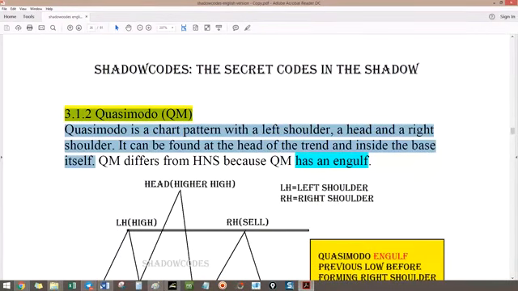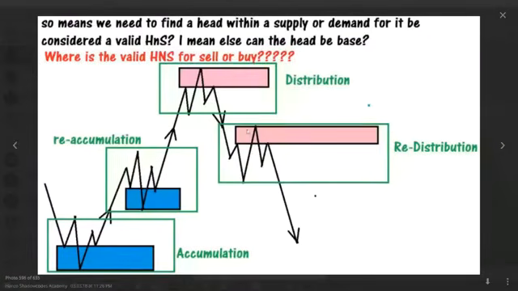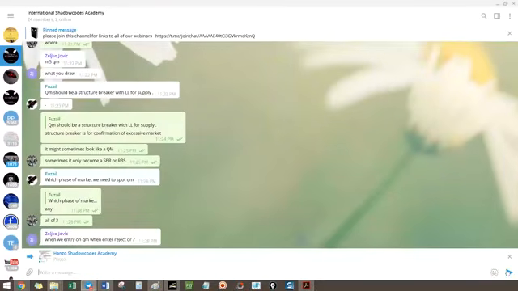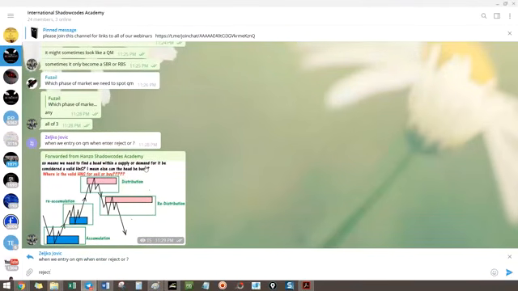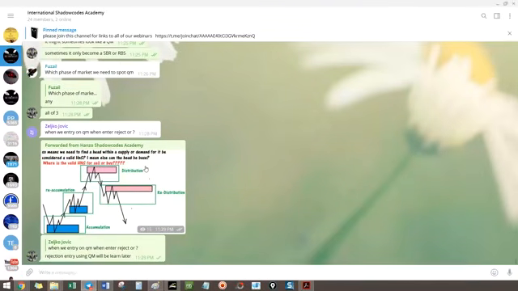Inside the base, which means, over here, this is a base, this is also a base, this is also a base, this is also a base. You will also find this pattern inside this consolidation. In reaccumulation, accumulation, distribution, redistribution, you will also find the same thing. Rejection entry using QM will be learned later in chapter 4.